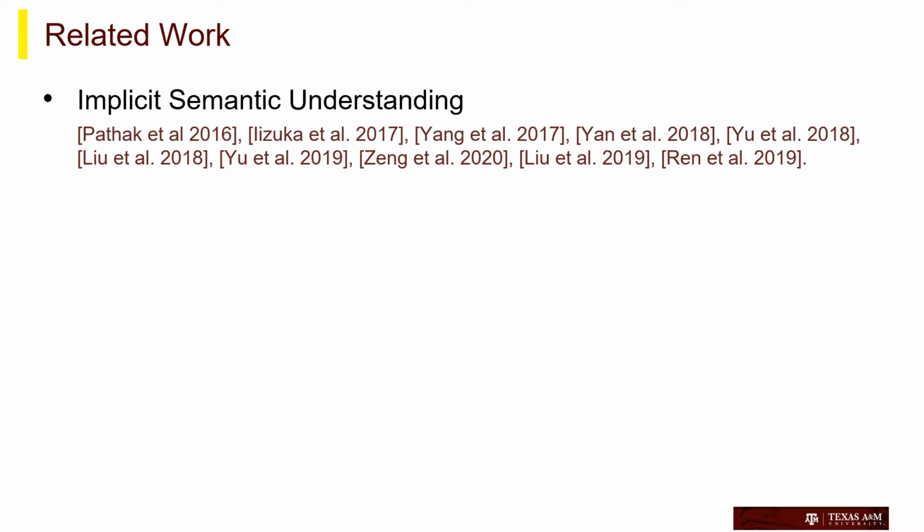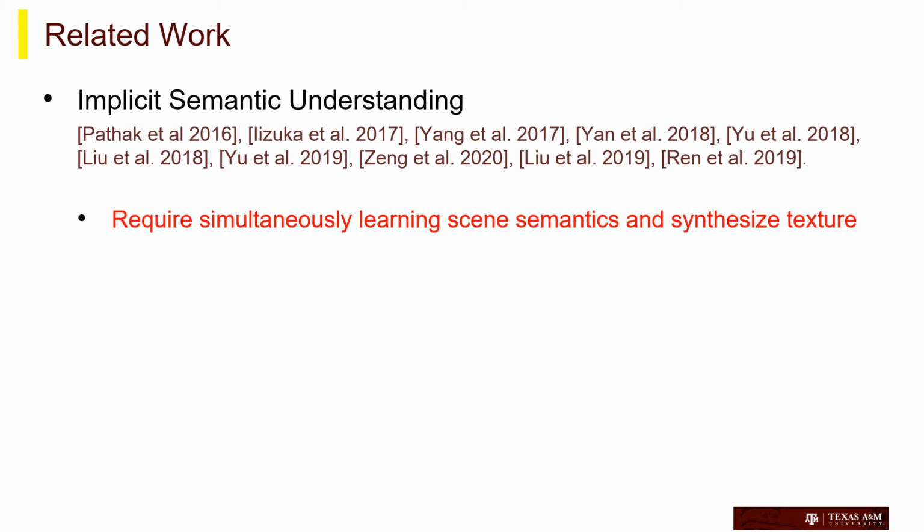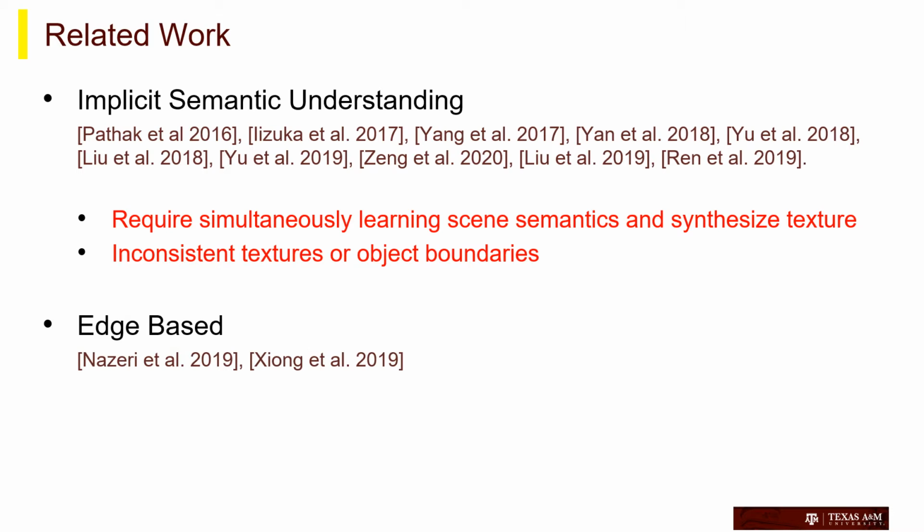But these techniques simultaneously learn scene semantics and synthesize texture, and so are unable to properly recover structure corresponding to the masked objects. Thus, they produce inconsistent textures and shape. A few approaches try to address this issue by using edges to provide structural information. However, they do not provide semantic context and thus have texture and color artifacts.